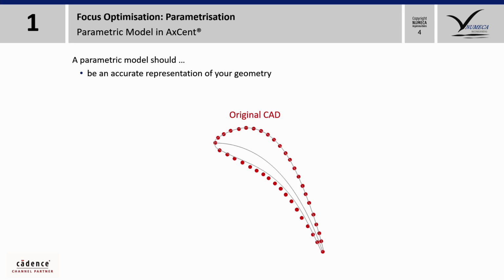So that is something you always have to consider if you do not start with a parametric model from scratch, but instead you start off some CAD geometry. And then you always have to create a parametric model, and that parametric model should represent this original CAD as good as possible.